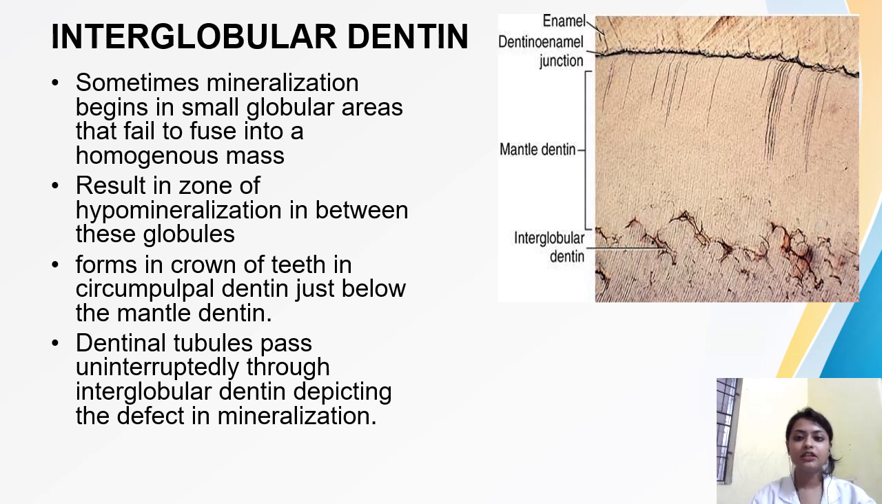Interglobular dentin. This picture is also vividly seen. Sometimes mineralization begins in small globular areas that fail to fuse into a homogeneous mass. It results in zones of hypomineralization in between these globules. So between these globules there will be a zone of hypomineralization, and that is what causes the interglobular dentin. It forms in the crown of the teeth in circumpulpal dentin, just below the mantle dentin. Dentinal tubules pass uninterruptedly through interglobular dentin, depicting the defect in mineralization.